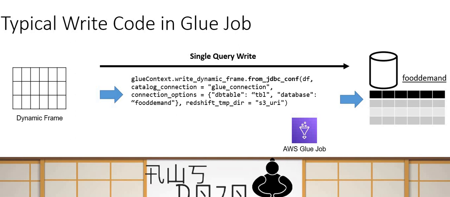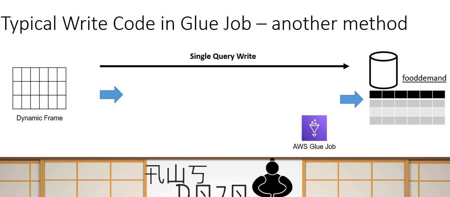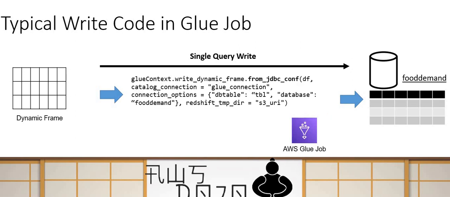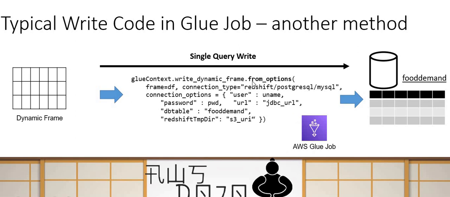So how do I convert this into a multiple query parallel write, or parallel insert, or parallel bulk insert kind of thing? How do I do that? So this is one example, where we are using the from JDBC conf method, and the second one is the from options method. That's also a single query write method. It's the same way again. This is a data frame. My connection type could be Postgres, MySQL, Redshift, anything like that. Here is my connection option where you provide your username, password, database name, and table name, and this code also does a single query write.